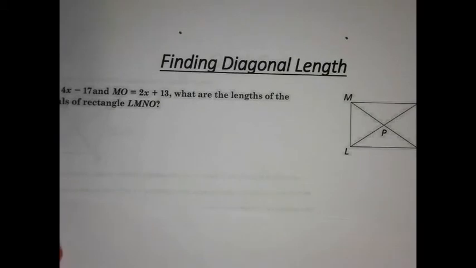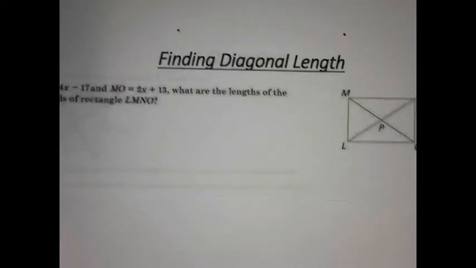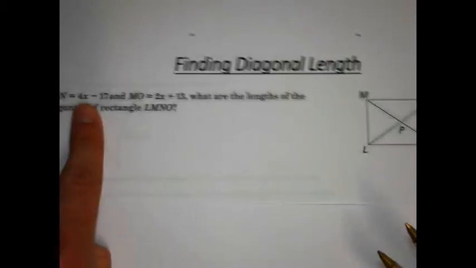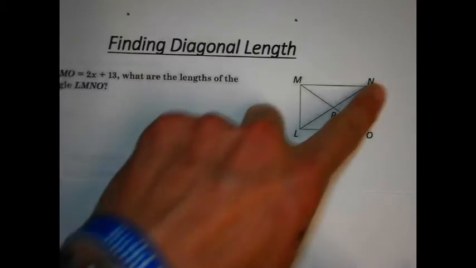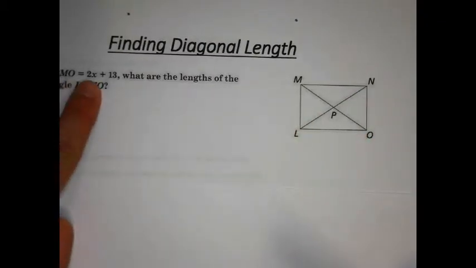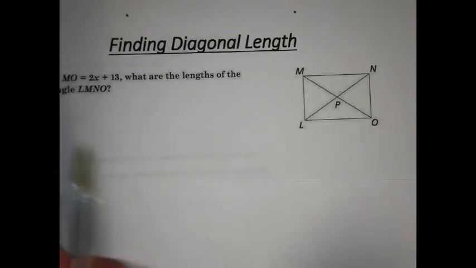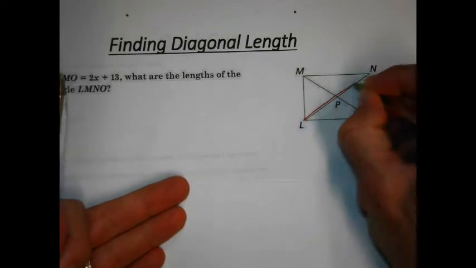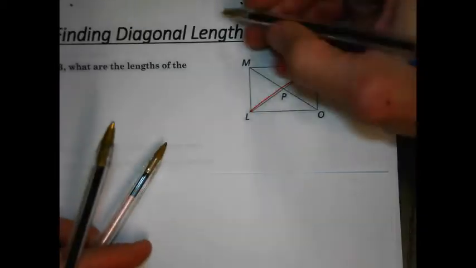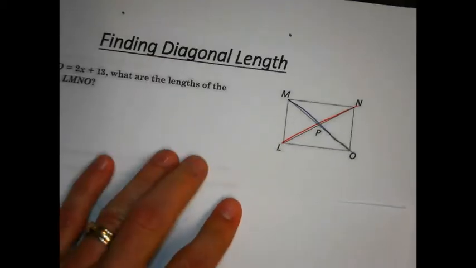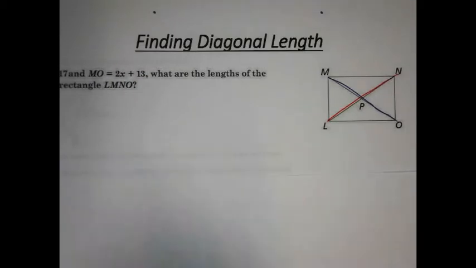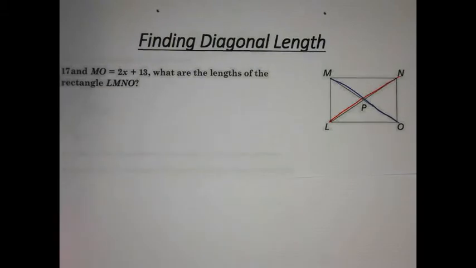Now, we're going to find some more diagonal length. Here's another example. LN is 4x minus 17. MO is 2x plus 13. What is going on with this letter P in the middle? So we have LN here, and then MO here. What's going on with that letter P? We don't need it. It's a distractor, right? The question is, what are the lengths of the diagonals of the rectangle?